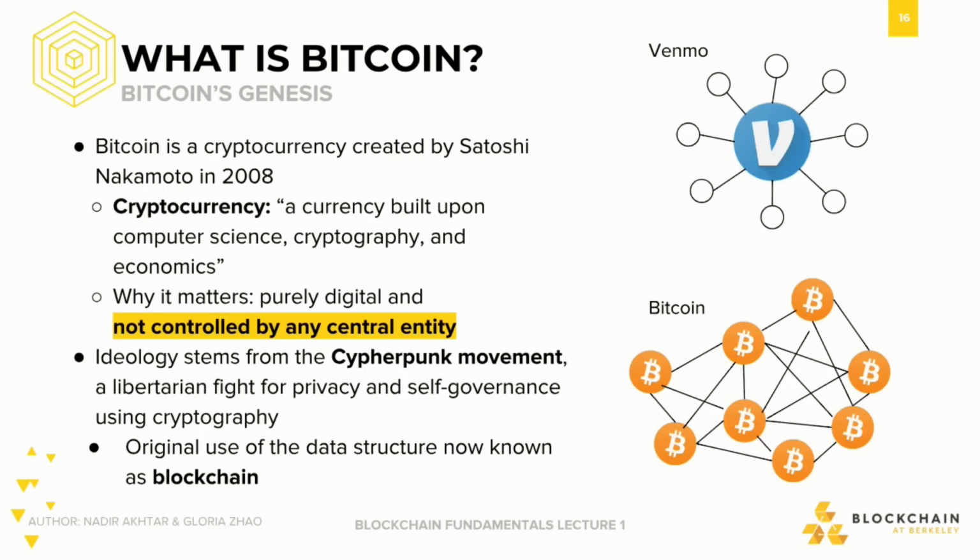But the ideology behind why we want a decentralized governance model comes from the cypherpunk movement, which was a libertarian ideology that came about in the 80s and 90s. The idea is we want to use cryptography to protect our privacy, and we are very distrustful of big banks and governments that can screw us over.